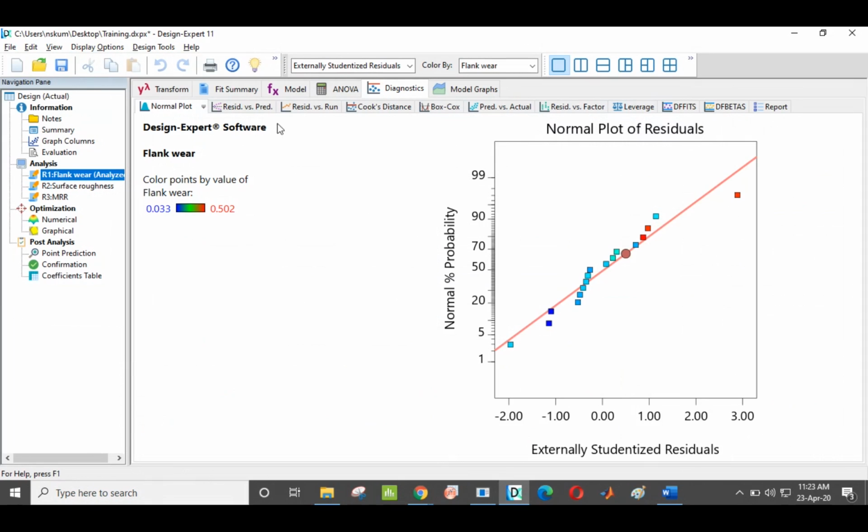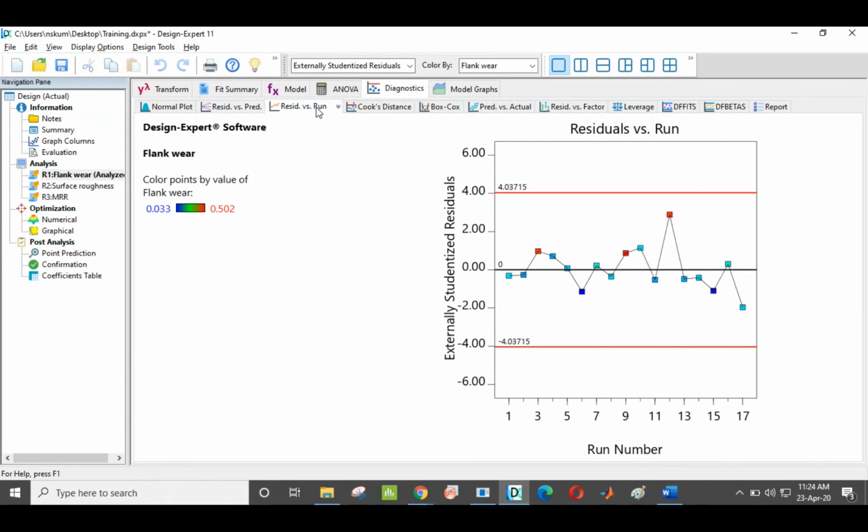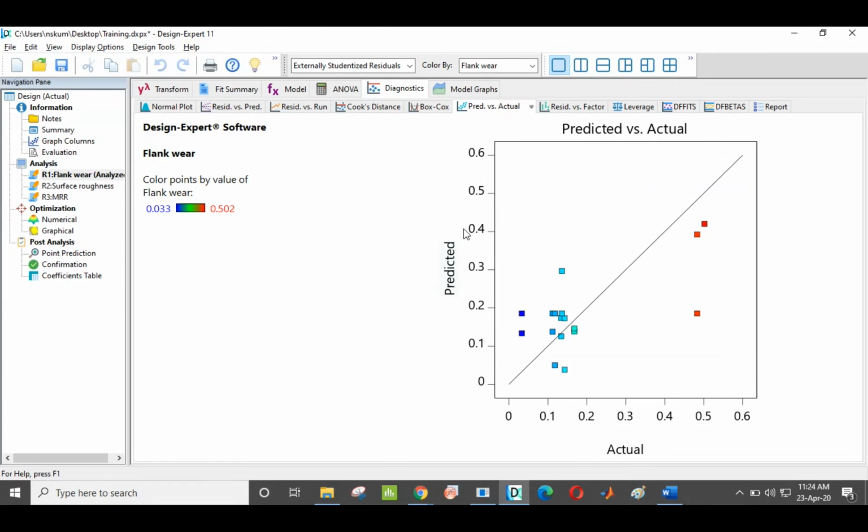So normal probability plots, then residuals versus predicted, then residual versus run. So here you can see these points are in between the upper and the lower limits, and it is evenly scattered out. Then we have the predicted versus actual. So here comes the difference. A 45-degree straight line is not possible because here you can see it is randomly scattered and a straight line is not fitted perfectly in this. So the values that we have entered for analysis are not good. So the model developed is not good. So from this I can interpret.